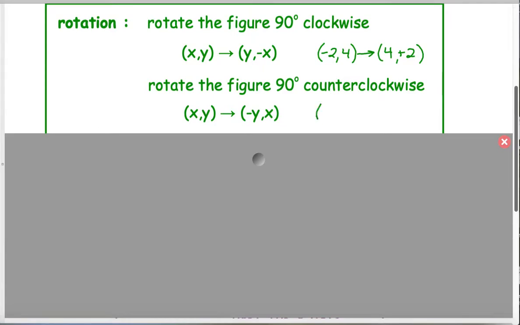Let's say we took the point, I don't know, 1 comma negative 5. What would that become? Well, we switch the order, so negative 5 comma 1. And then we change the sign of the original y number. That was a negative 5, so we make it a positive 5.